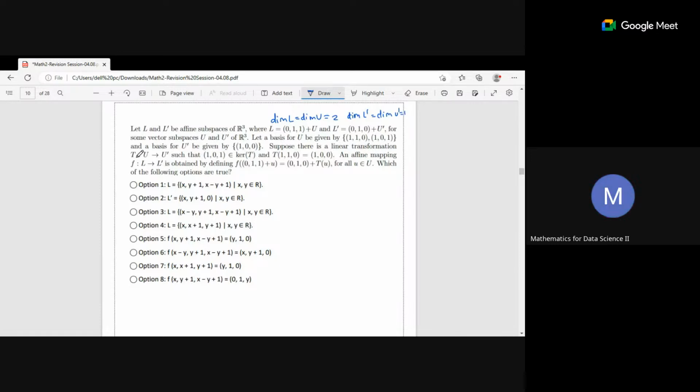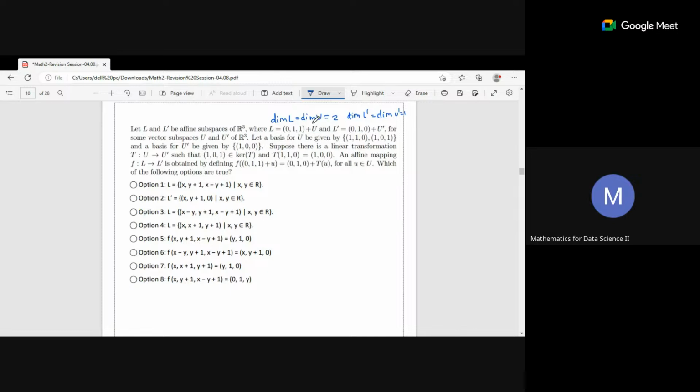Suppose there is a linear transformation T from u to u dash such that (1, 0, 1) belongs to the kernel of T and T of (1, 1, 0) is (1, 0, 0). So you have now defined an affine mapping in this way. Now you are asked to check the following options. Which one is correct? What is the first thing? You have to first find the affine space corresponding to this. What is this L? You need to first of all find.